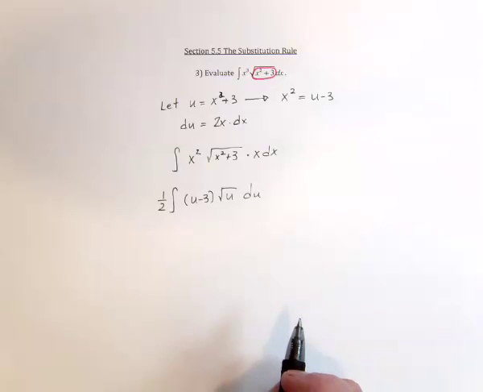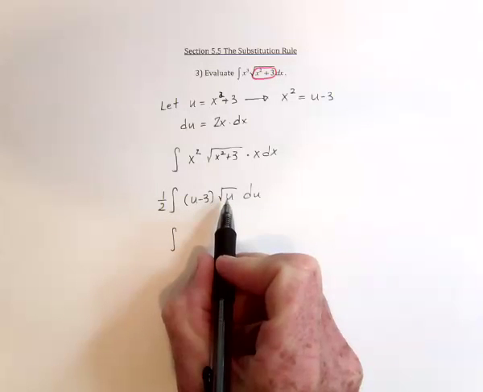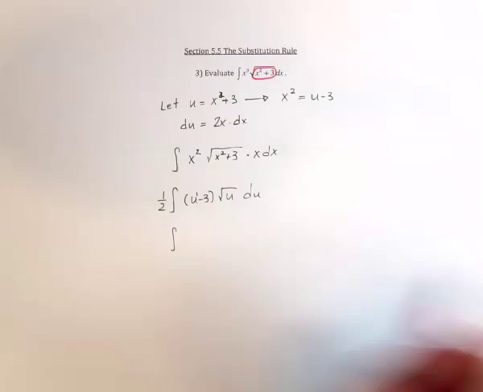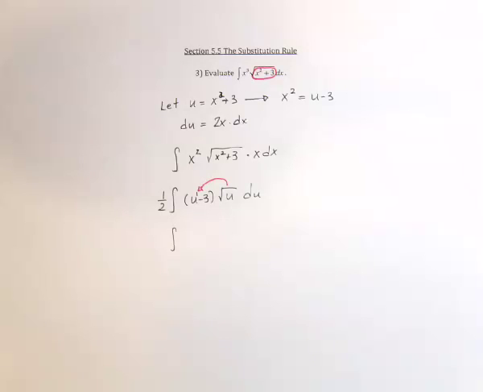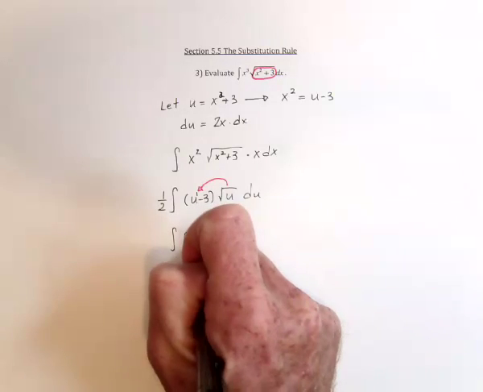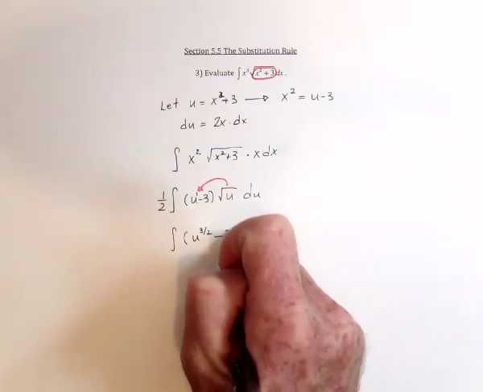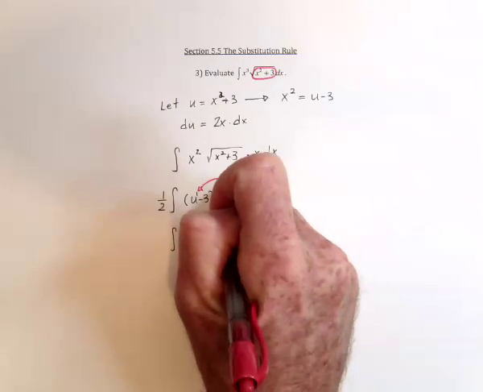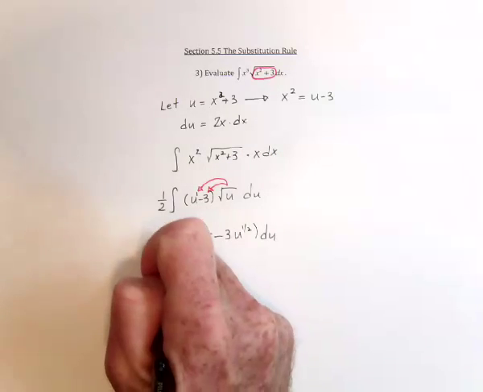Now here's an integral that we can do. We just need to do a little bit of algebra. This is really u to the 1/2, and this is u to the 1. So if you distribute, there would be u to the 1 plus a half, that's 3/2. So just using algebra, we got that. And then minus 3 u to the 1/2 when I distribute this way. And the 1/2 is still in front.